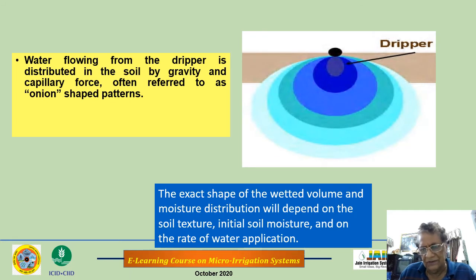Now here, you can just see for yourself, water flowing from the dripper is distributed in the soil by gravity and capillary forces, often referred to as onion shape. This is the wetting front that you are seeing, the wetting area. This is almost of the shape of an onion. And the exact shape, in fact, the objective is to match this shape to the distribution pattern of the roots of the plant. But it depends on the emitter discharge rate, soil type, and of course the duration of irrigation.